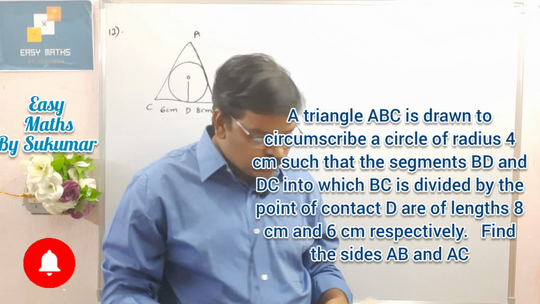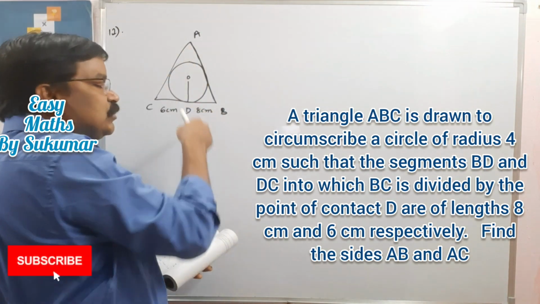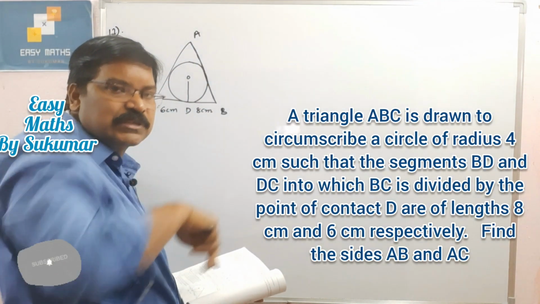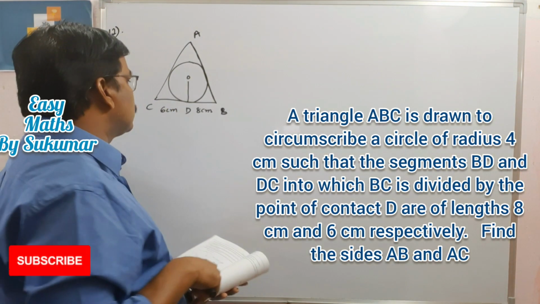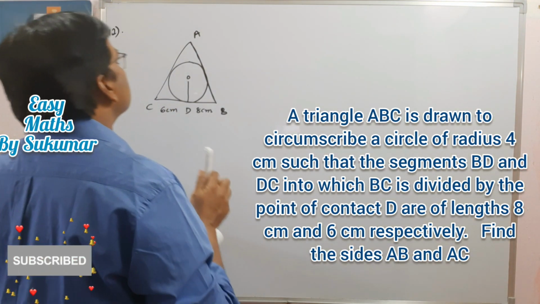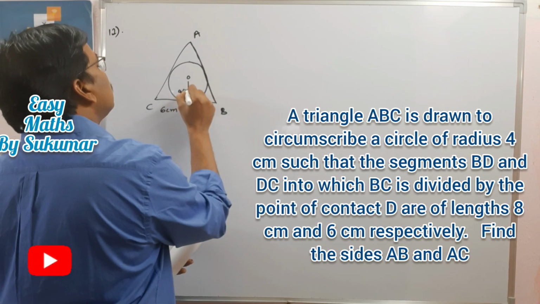A triangle ABC is drawn to circumscribe a circle of radius 4 centimeters. So this is the triangle drawn circumscribing a circle. Actually, the radius of the circle is 4 centimeters. This radius is 4 centimeters.